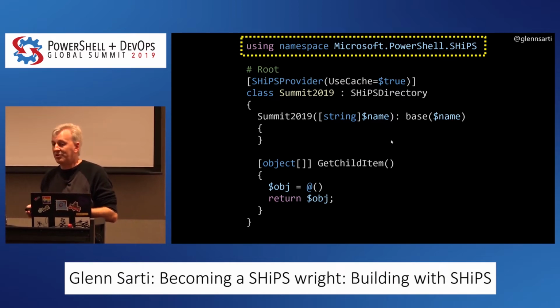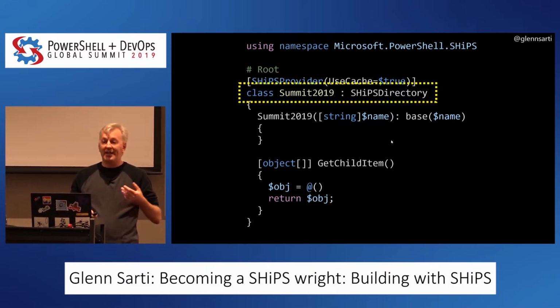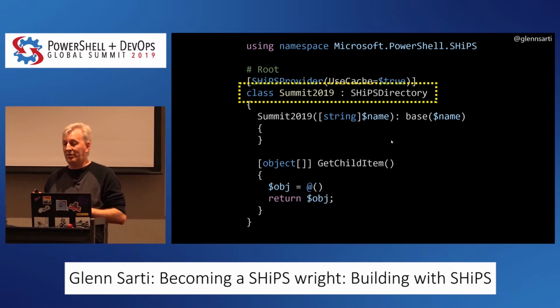So this is a feature of PowerShell classes, and without it, SHiPS is not going to work. Next, we define the root object for the drive. And you can pretty much call it any name that you like. I would prefer that you keep it small and simple, and I'll show you why in a few moments. Note that it inherits from the SHiPS directory object. So remember what I said back earlier. Objects that have children have to be a SHiPS directory.